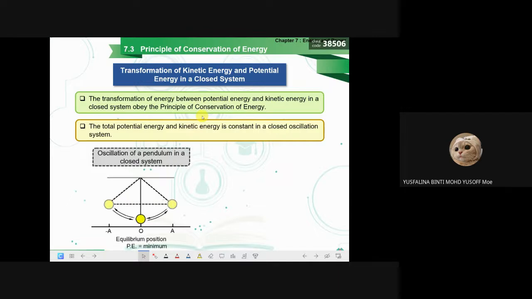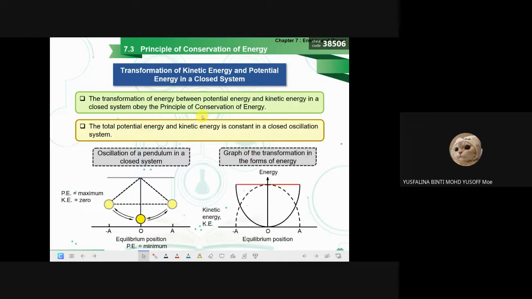So oscillating, this is the example. This is the graph. You can see when the kinetic energy is maximum, the potential energy is 0. So this is the example.